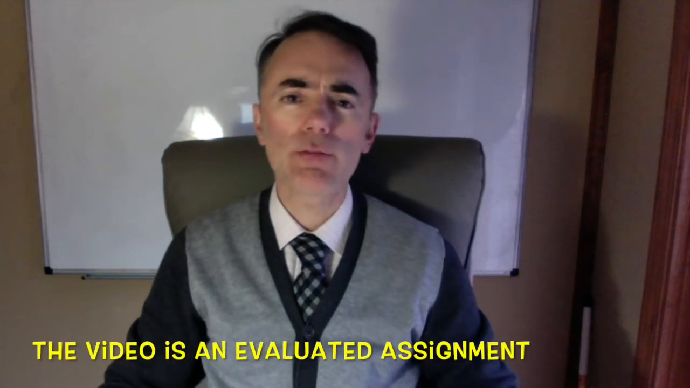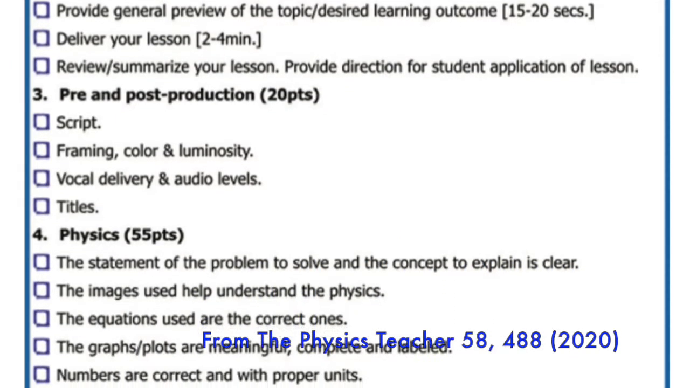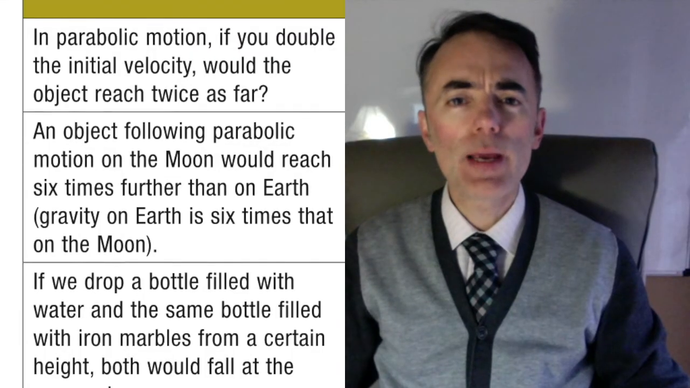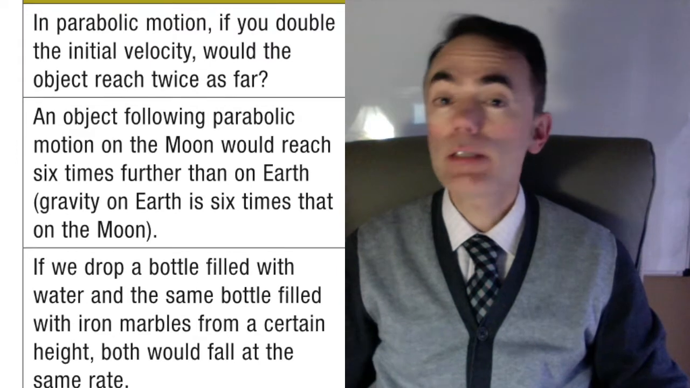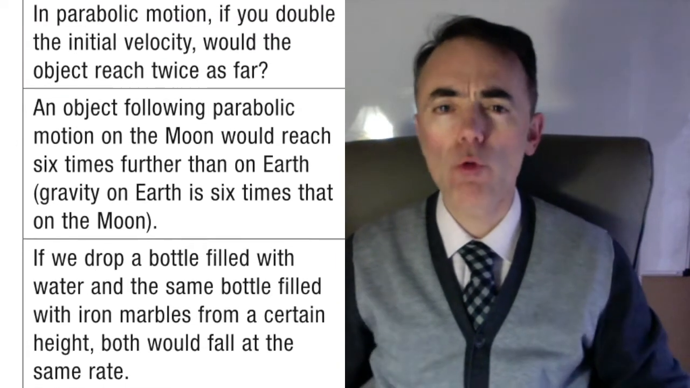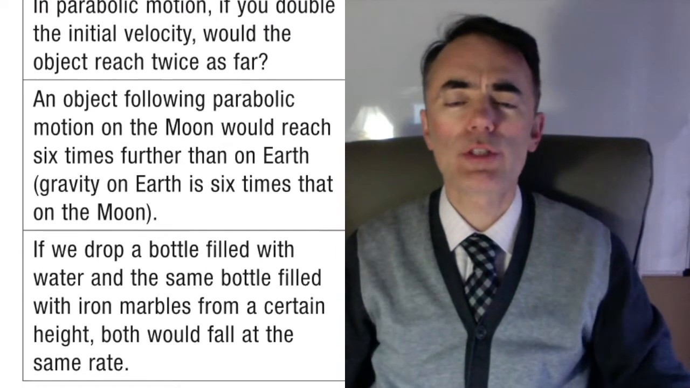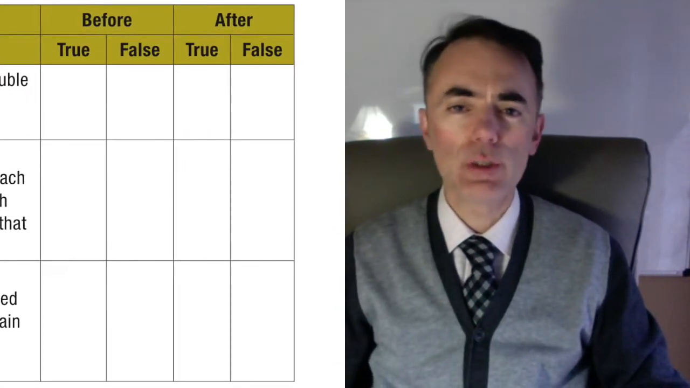Of course, the video is an evaluated assignment. For this, there is a clear rubric to help them focus when creating the video. Students also create some questions to ask to the high school students. This is a way to quantify in some form the impact of the video on those students. There are just two true and false questions that students have to answer before and after watching the video. Students might change their opinion after watching the video.